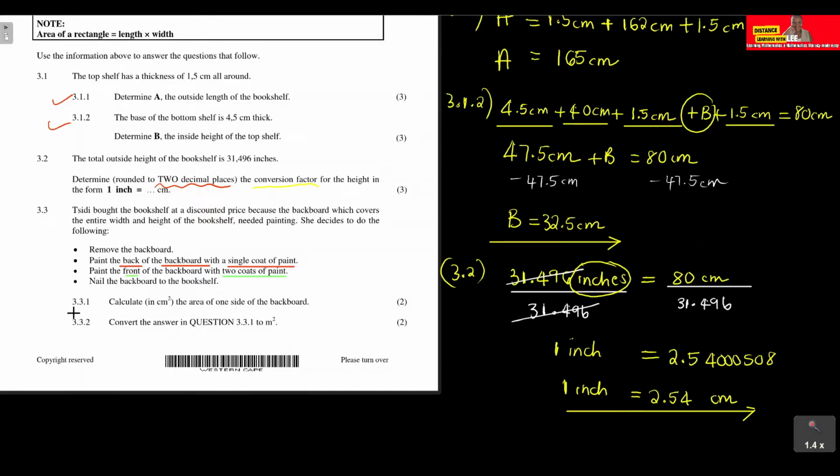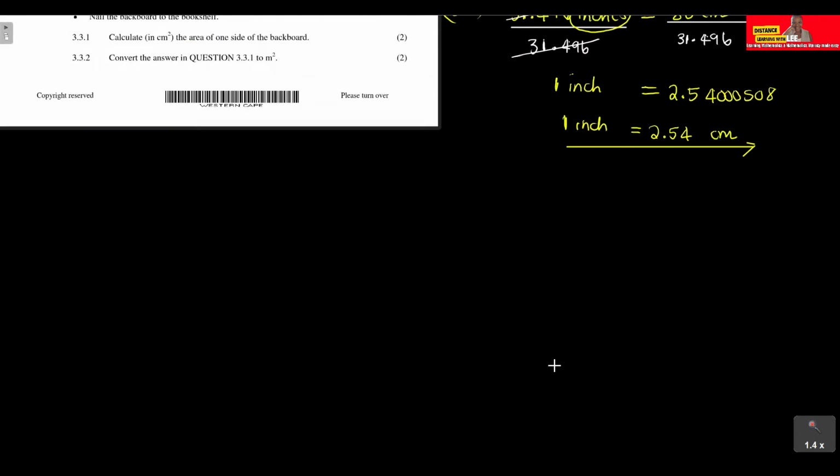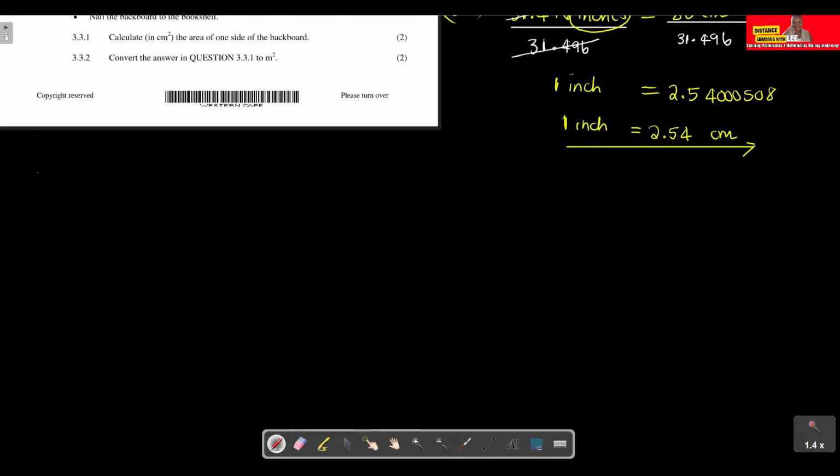Okay, so question 3.3.1 says calculate in centimeters squared the area of one side of the backboard. Okay, how would you calculate the area of this backboard? Okay, so here I'm gonna basically draw this for you.